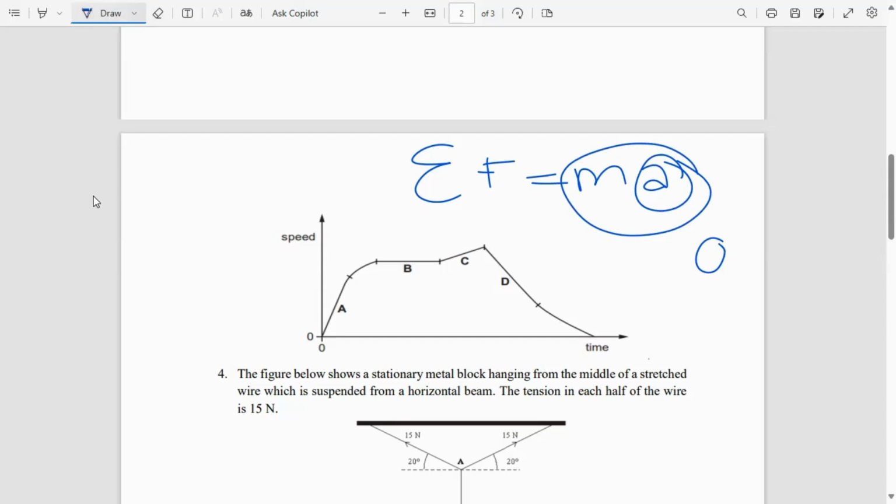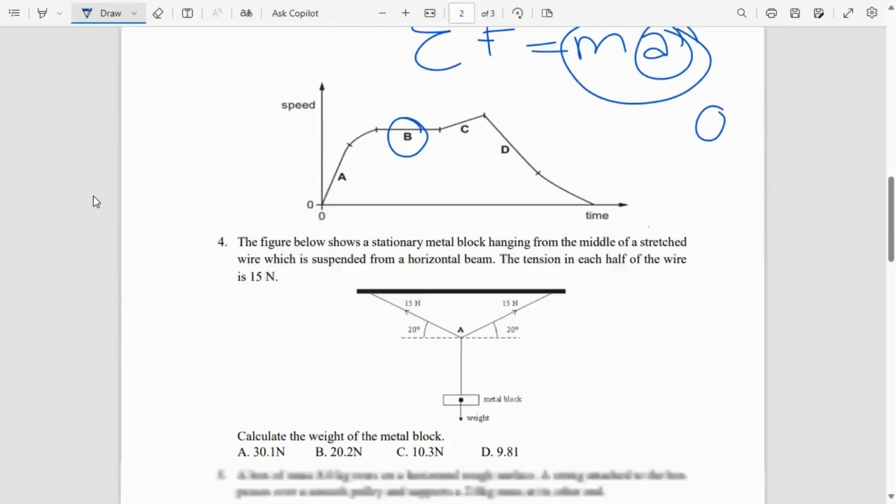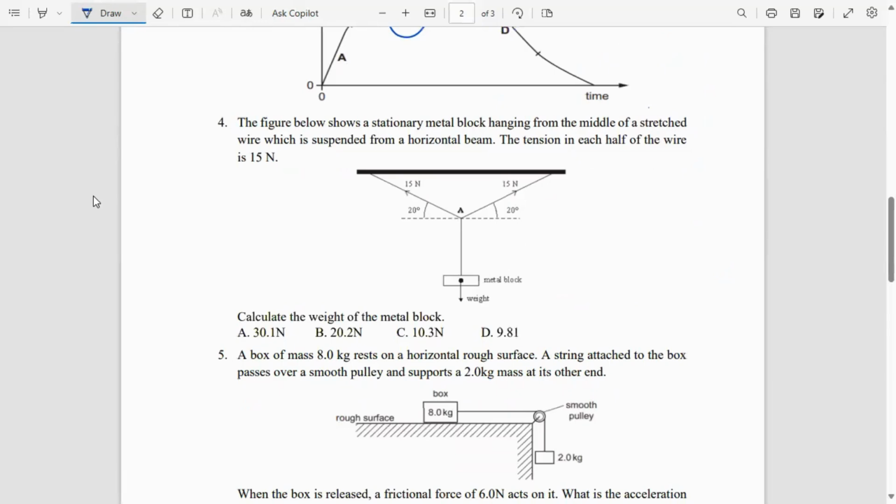And which labeled part is that? We can see the only straight horizontal line, which is depicting constant velocity, is here, B. And that's going to make us conclude that the time when the forces on this car were balanced was when the velocity was constant, which is option B there. All right, so that is question 3. We can now move to question 4.